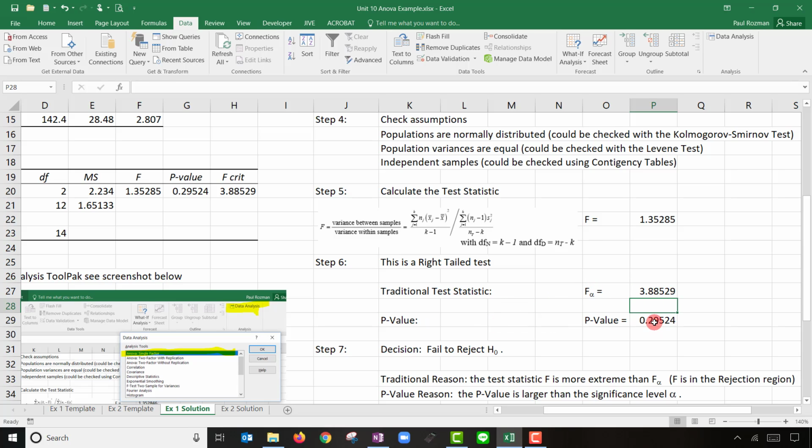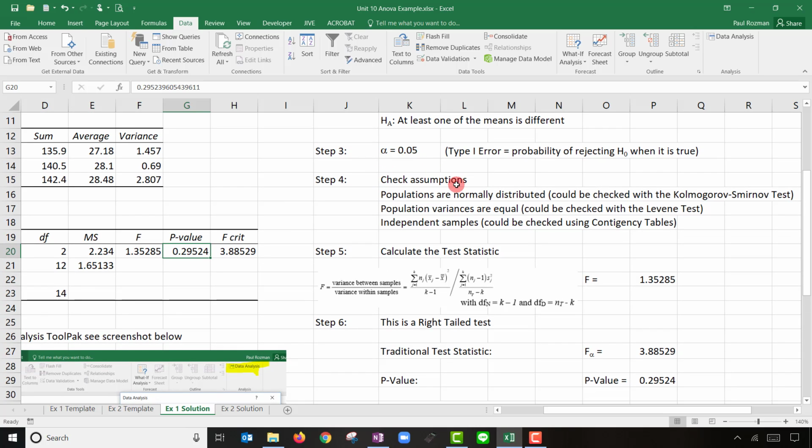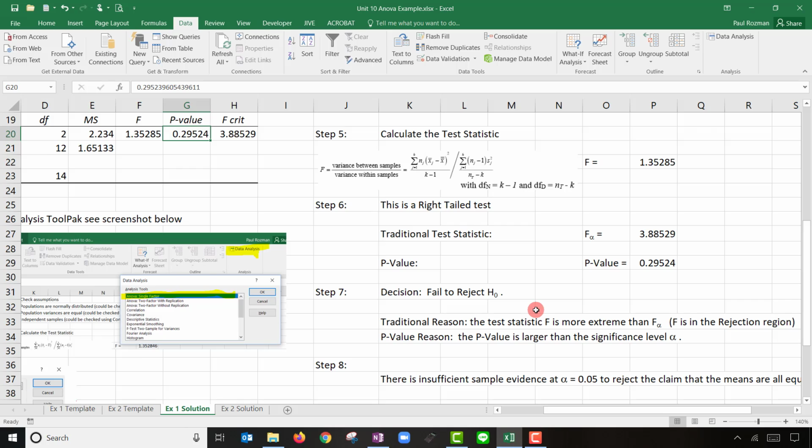The p-value, we could calculate that manually. It's F.DIST.RT of the area to the right of 1.35 with degrees of freedom of 2 and 12. Or we could just look at this table. It's already given. The p-value here is large, so we're going to fail to reject the null hypothesis. Even regardless of what alpha we picked, the p-value here was pretty large. It was a lot bigger than 5% or 10%. So we'd end up with the same decision pretty much regardless of what we had picked for alpha in step 3. So we won't reject the null hypothesis.